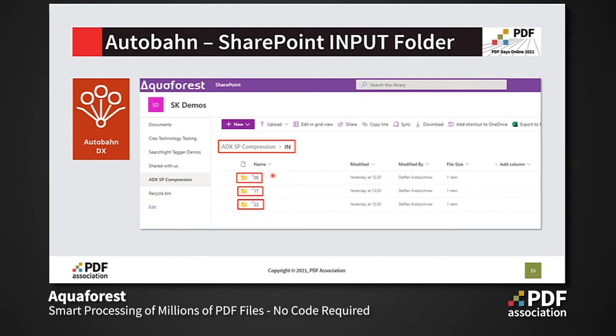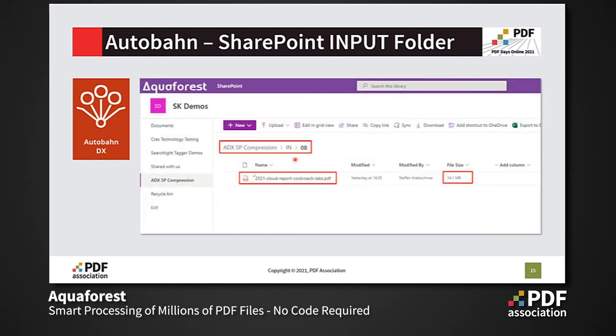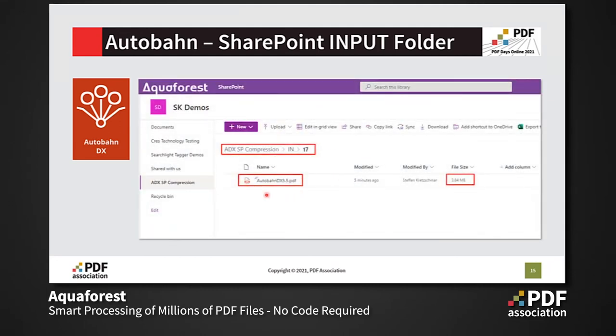And in this case, there would be one subfolder for each employee. So the employee only really deals with his or her documents and does not get involved in any other person's documents. We've just taken an example here to say we've got 08, 17 and 23. Let's take a look at some of them. So in the folder of employee 8, we've got a cloud report, currently 14.1 megabytes. In folder 17, we've got one of our reference guides for Autobahn, currently standing at 3.84 megabytes.